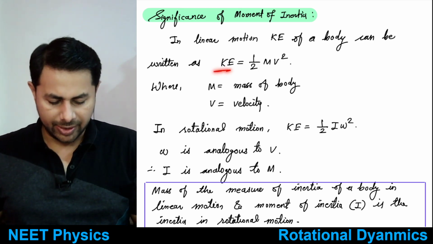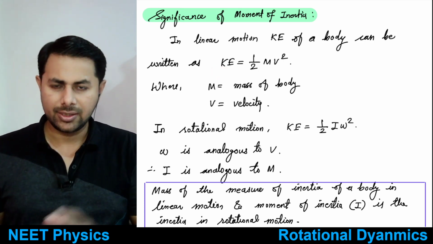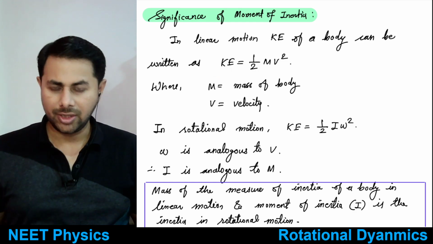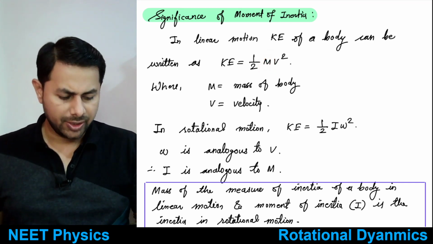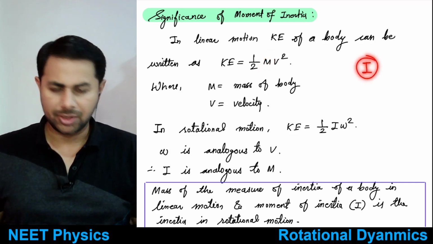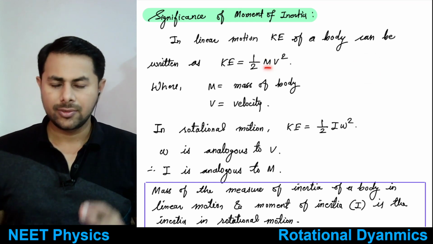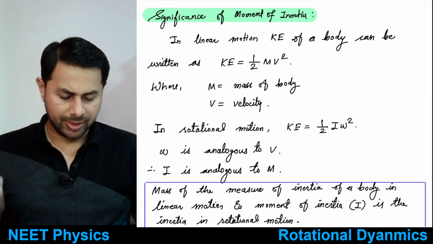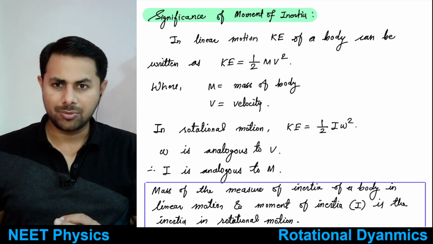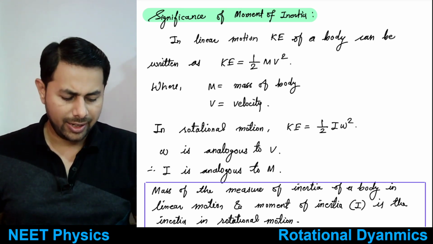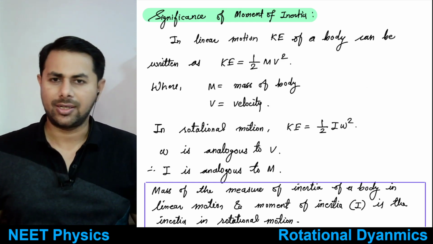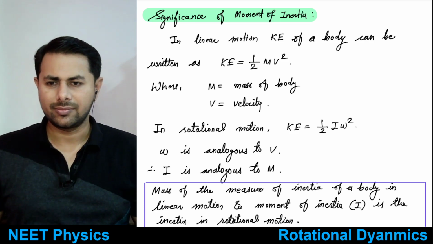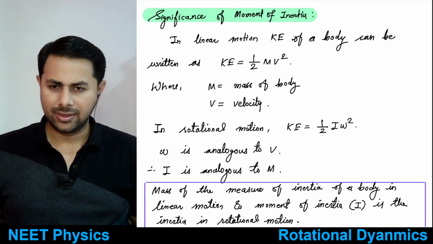Then if you compare the formula of kinetic energy in linear motion and kinetic energy in rotational motion, you get that the mass in linear motion is analogous to I in rotational motion, and the mass gives a measure of inertia in the case of linear motion. That means I must give the measure of inertia of a rotating body, right? Okay, is the connection clear?